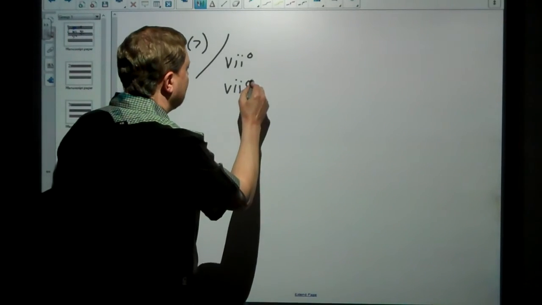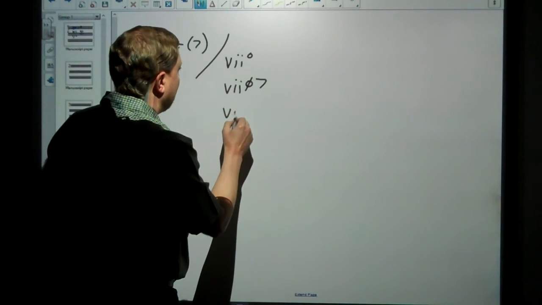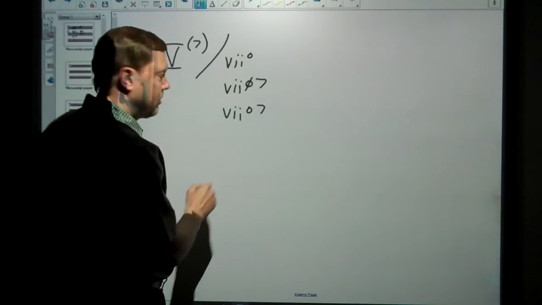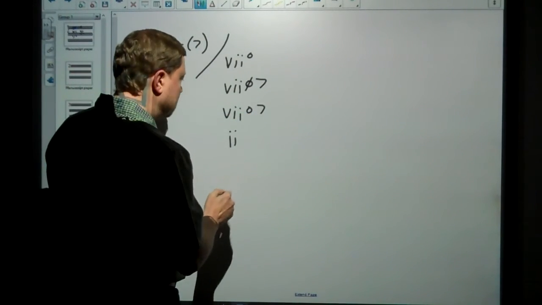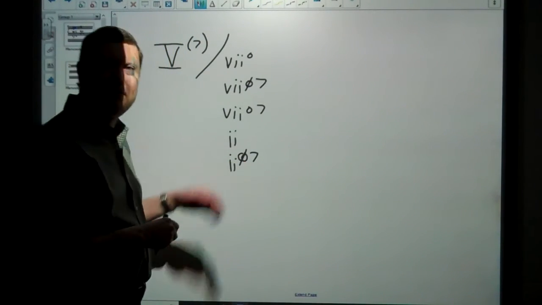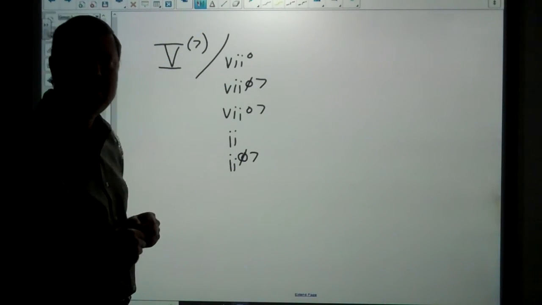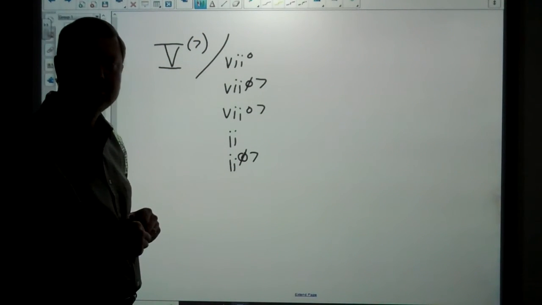Which means we can also not have this ever, a 5 of 7, 7 of 7, or a 5 of 7 fully diminished 7, or a 5 of 2, or a 5 of 2 half diminished 7, or anything of that nature. The chord to the right of the slash must always be a major or a minor triad.